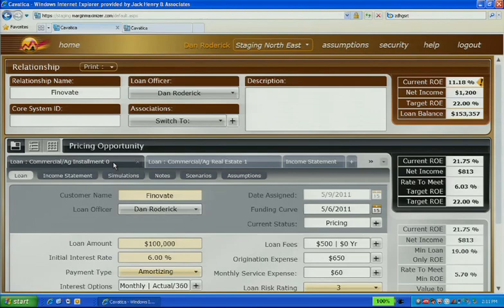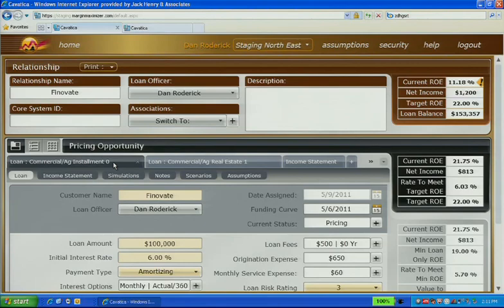It's priced at 6%. Over on the right column in the screen, we'll see that the banker is going to earn a $500 origination fee. We'll also have our operating expenses to originate the loan and to service the loan factored into the equation. In the very bottom right, you'll see loan risk rating. The borrower is rated a 3, or average pass rated credit.